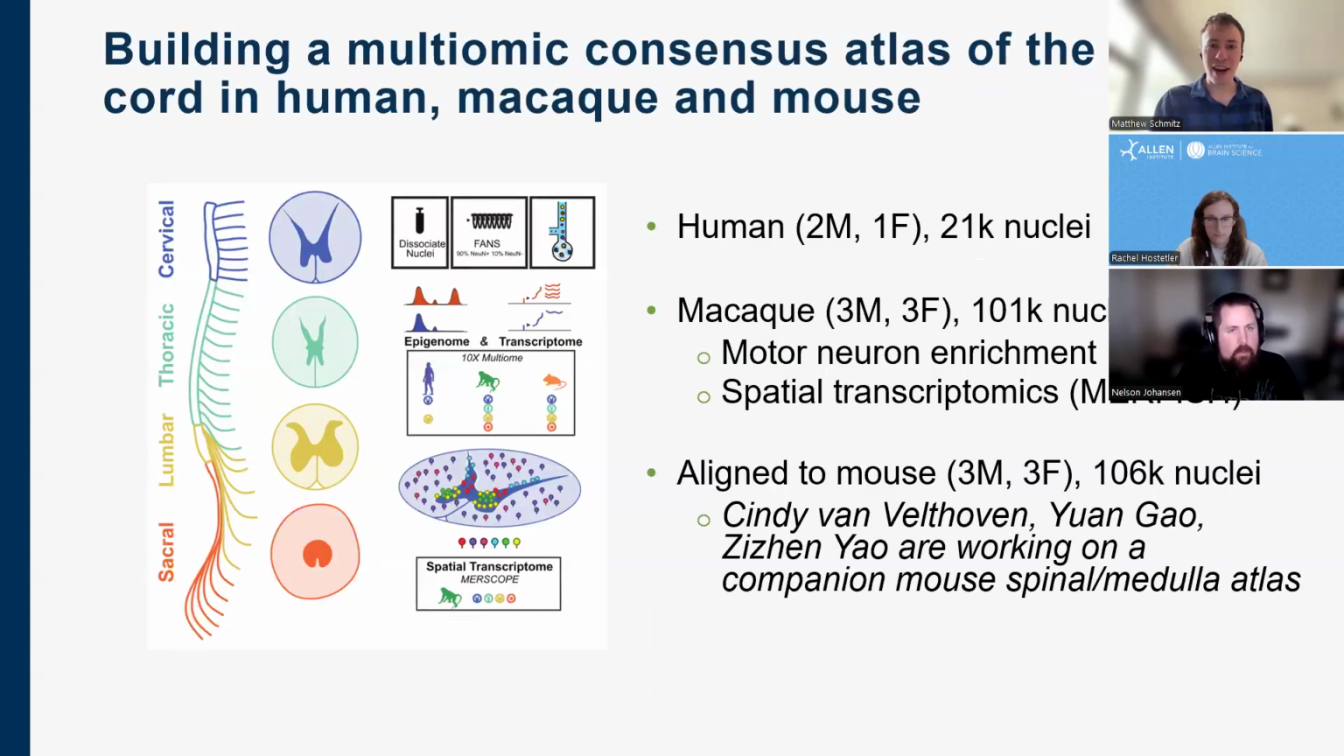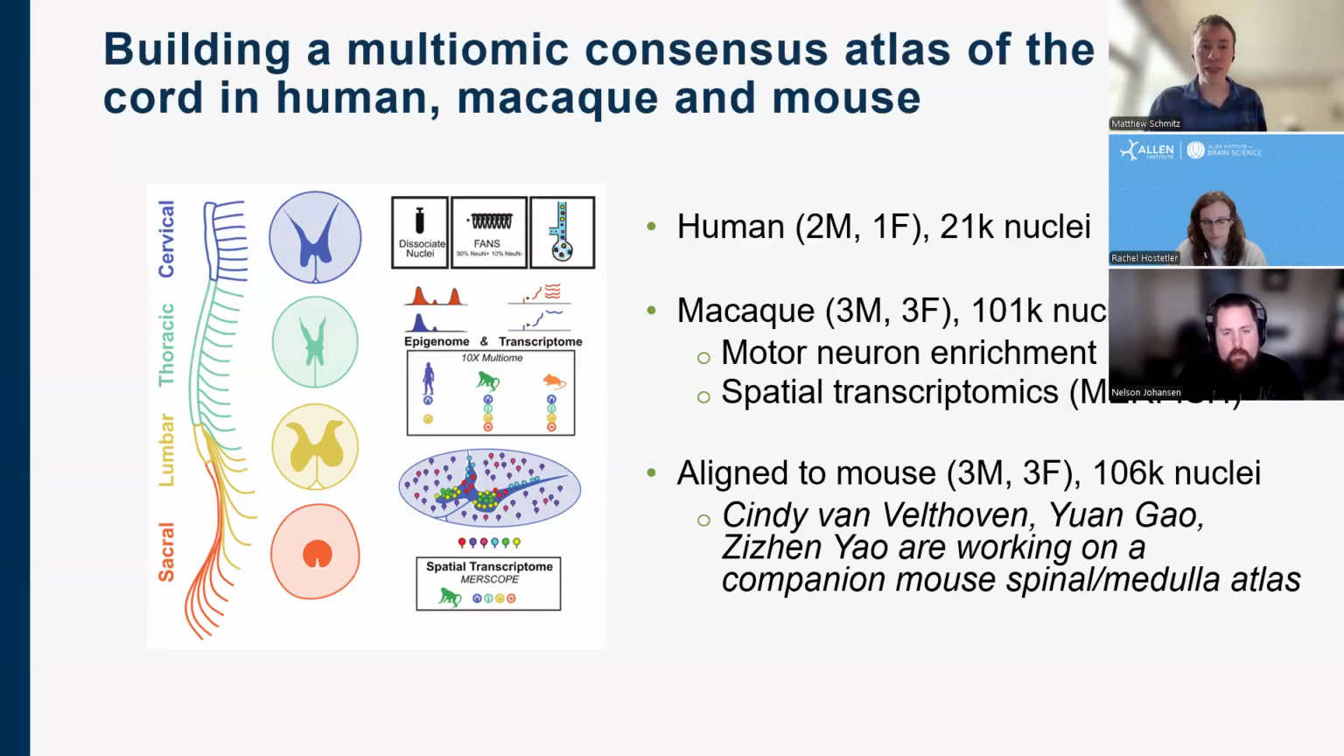All right, so in our atlas, we generated 10x multiome data from a number of species. In human, we have 3 donors, and we have in this paper 21,000 nuclei. In macaque, we have 3 male and 3 female with about 100,000 nuclei. We also tried to enrich for motor neurons using FACS sorting, and then we also performed MERFISH to get spatial transcriptomics.